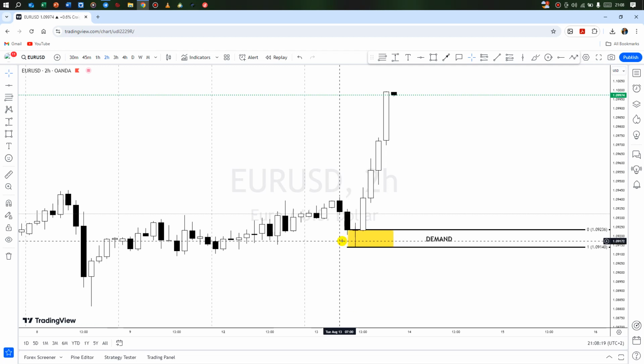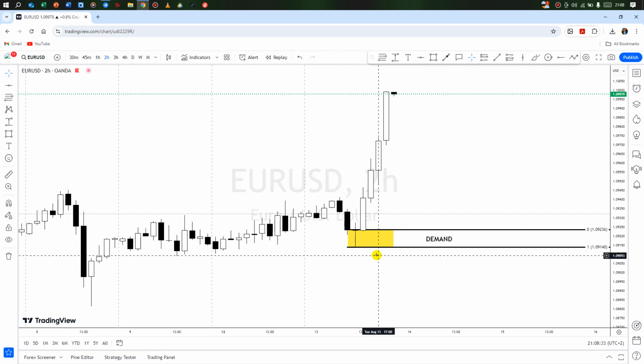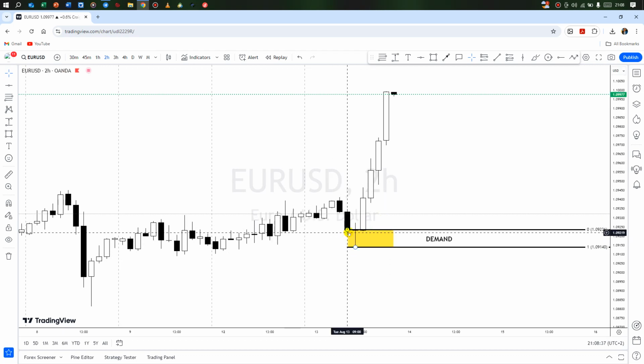So as you can see here, we have this one, the drop, then the base, then the third one is the rally, right? So we have the drop-base-rally there. As you can see, it's a minimum of 3 candles, right? So it does qualify to be a high-probability zone.